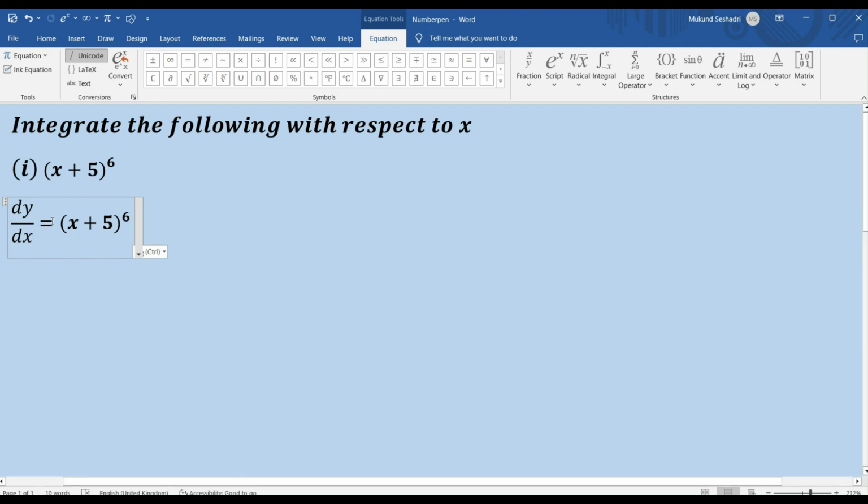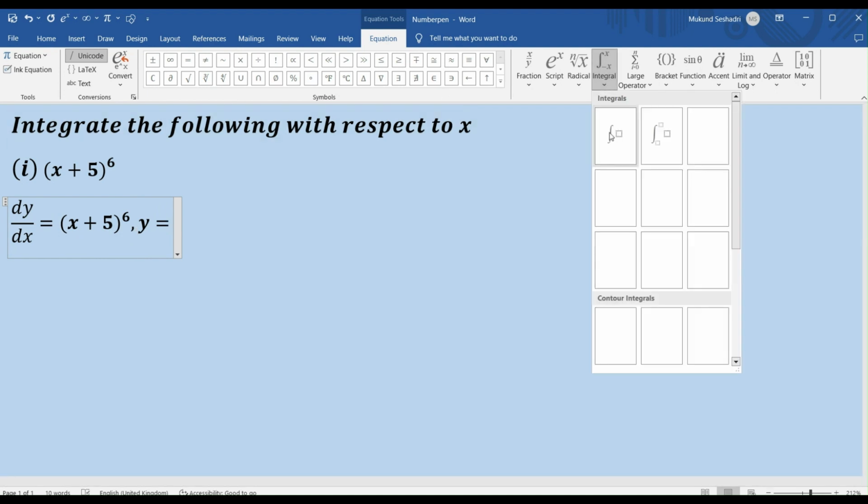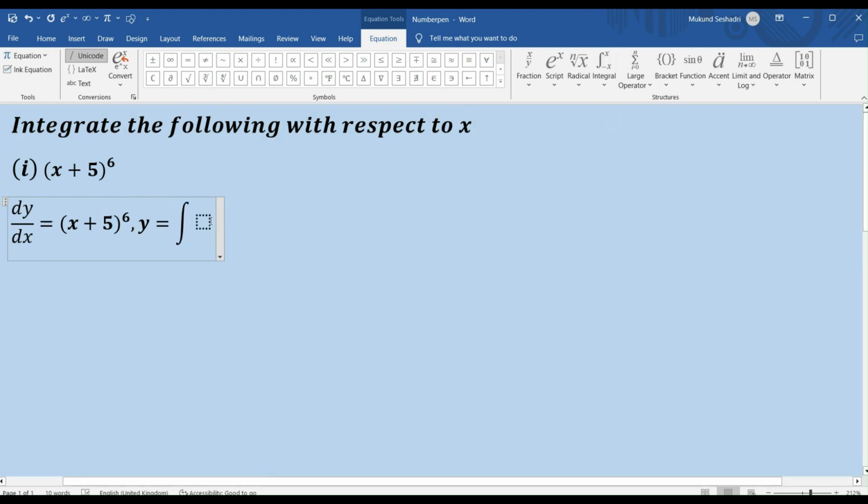So when you have dy by dx equals x plus 5 the whole power 6, and you've been asked to find y, what is y represented as? Y is represented using the integral symbol, and the way to write this is integral of x plus 5 the whole power 6 times dx, right? So how do we go about finding what is our y, right?